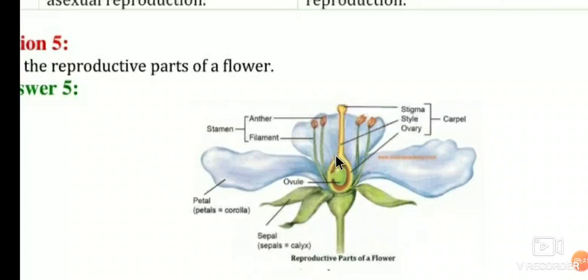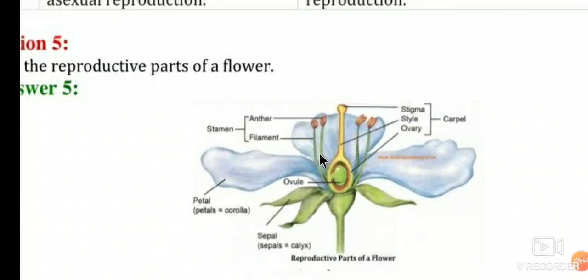And this is called the carpel. In this, the upper part is called the stigma, this one is called the style, and this one is called the ovary. In this ovary there will be ovules, or eggs, where formation takes place. And this one is called the sepal and this one is called the petals. This is the reproductive part of a flower.